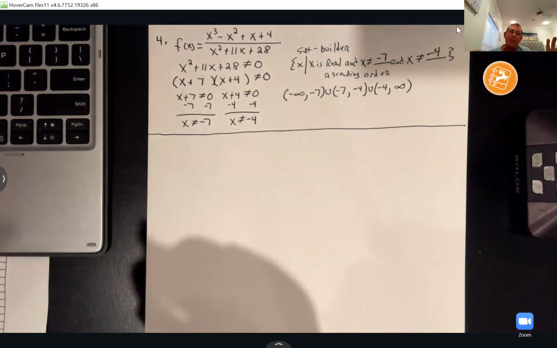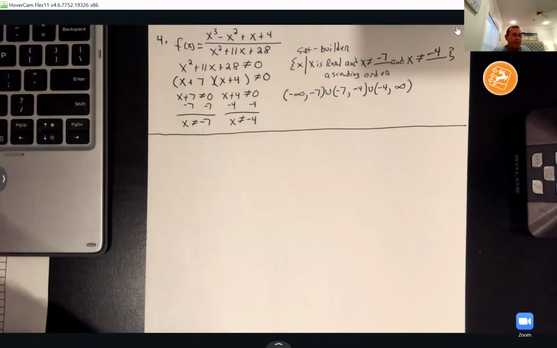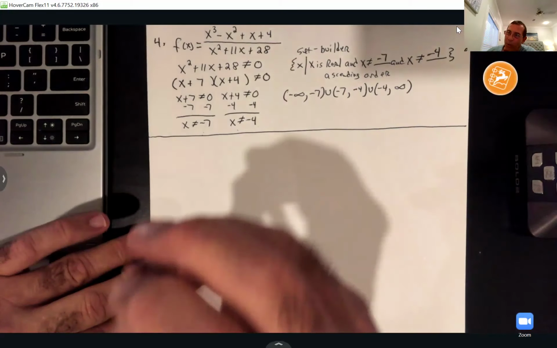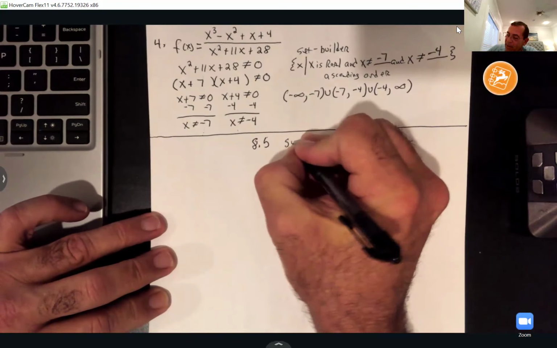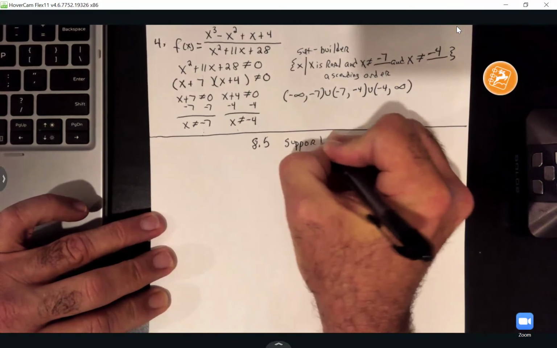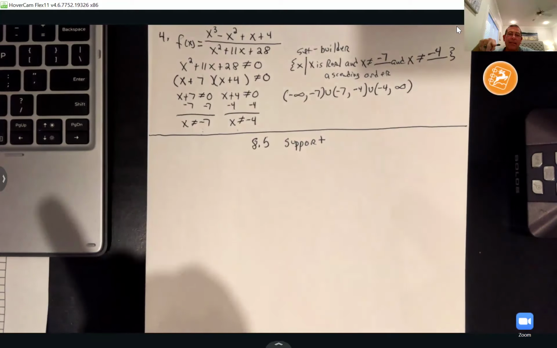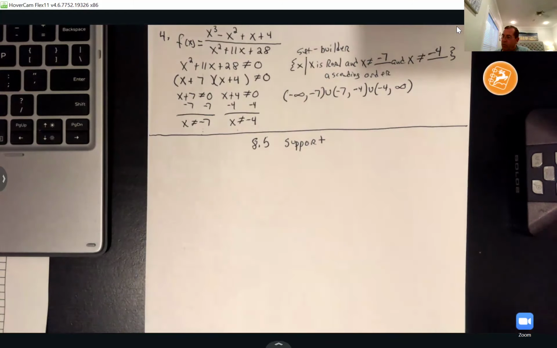All right, y'all, so that's what you're doing in 5.1. So I'm going to do one more thing with you. 8.5 support. That way, next class, we can do 8.5 and 8.6. 8.6 is pretty small. 8.5 will be the longer one of those.